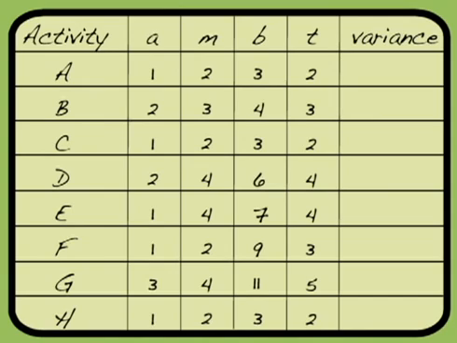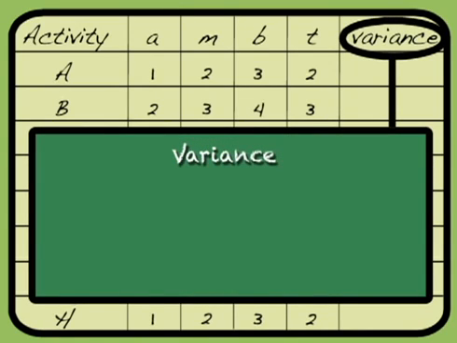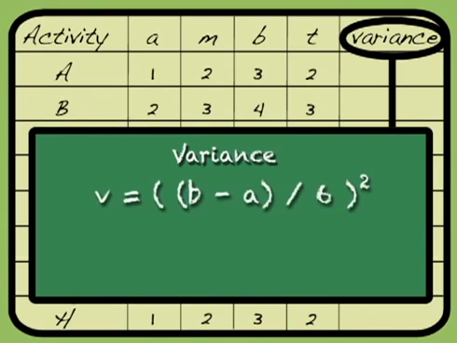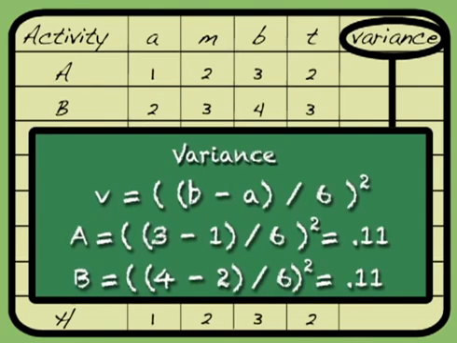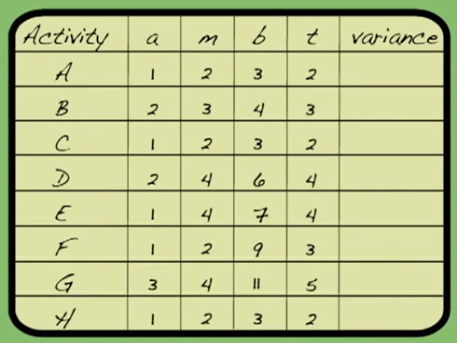We need some other information though. We want to know what the variance of each activity is going to be. We have a formula for the variance that we can use. The formula is the pessimistic time minus the optimistic time divided by 6, and then we're going to square that. So if we just do activities A and B, we can see that the pessimistic time of 3 minus the optimistic time of 1 divided by 6, so 2 divided by 6 squared, is going to equal 0.11. For activity B, the pessimistic time of 4 minus 2, so 2 divided by 6, square it, and we're going to again have 0.11. So we're just going to fill in our chart.